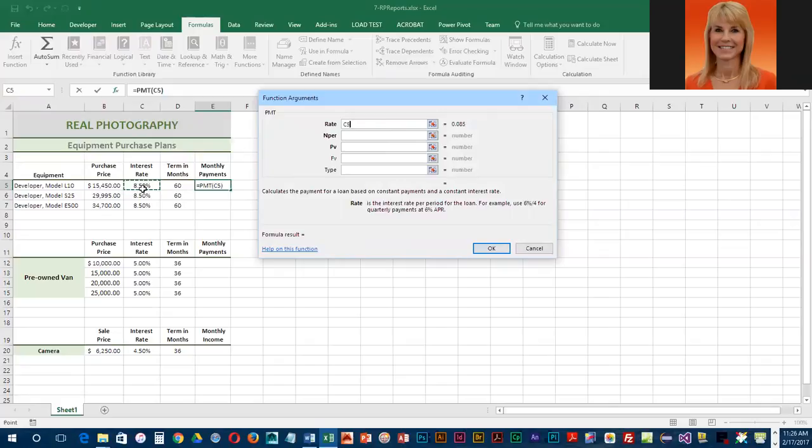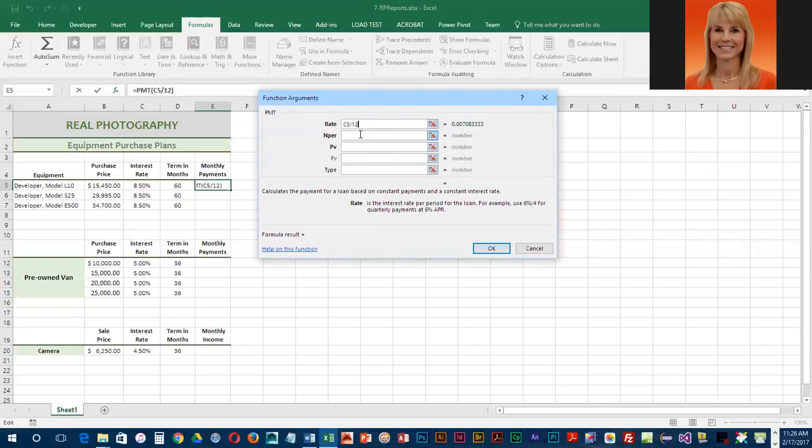But this is a yearly rate, and we want monthly payments. So we do need to do /12 to divide that rate by 12. That gives us a monthly rate, which is precisely what we need. The trick with the payment function is that if you are looking at monthly payments, then everything that you're looking at needs to be in months. And the rate here is not a monthly rate.